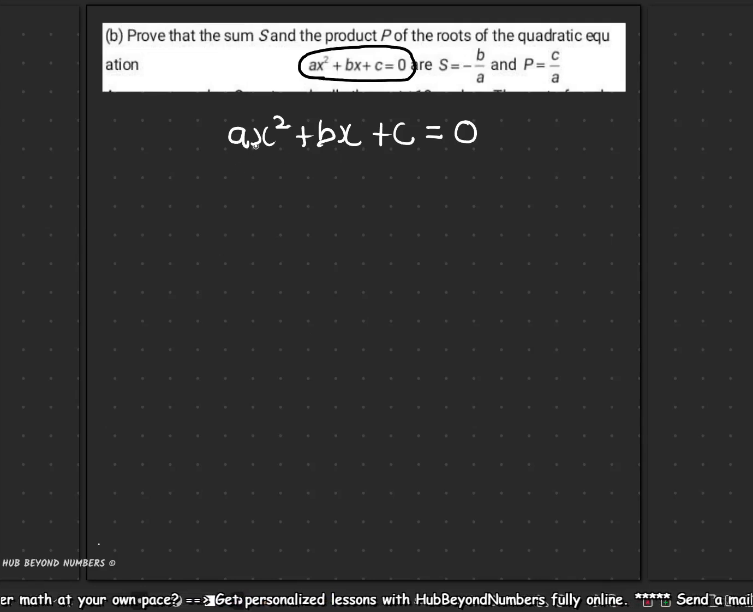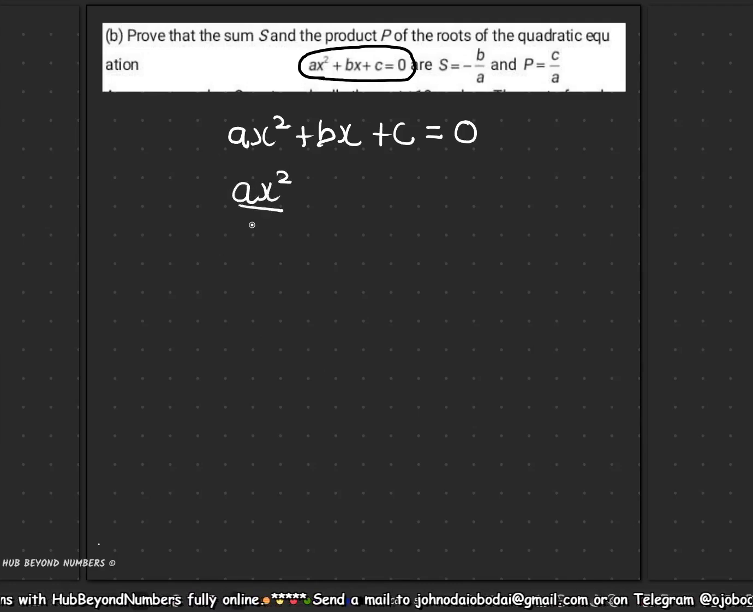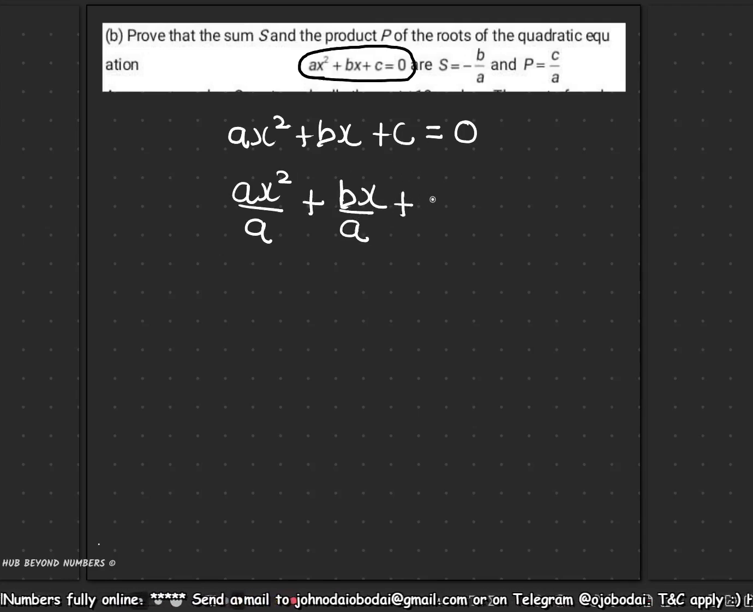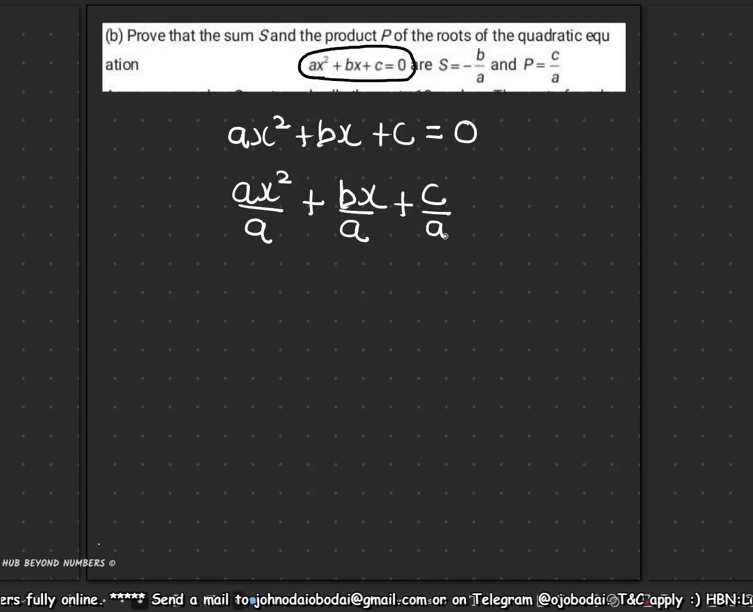Now we want x squared to stand on its own. If you want x squared to stand on its own, then we are going to divide every term by a, because it is a that is multiplying x squared. In other words, a is the coefficient of x squared. So we take the first term, ax squared, and divide it by a. Then we take the second term, bx, also divide it by a. Then we take our last term, c, and also divide it by a. We are saying it's equal to 0.